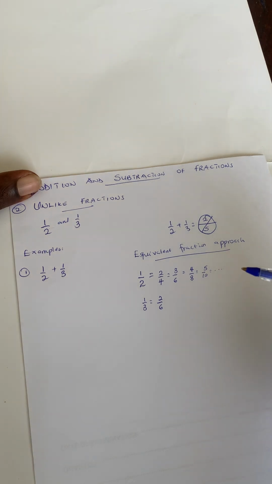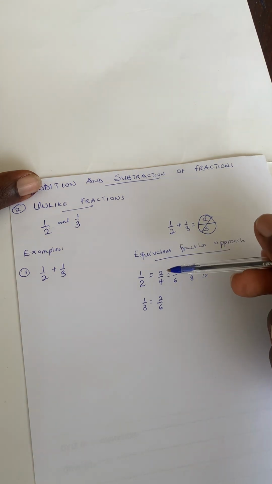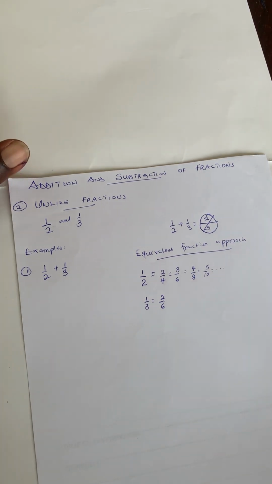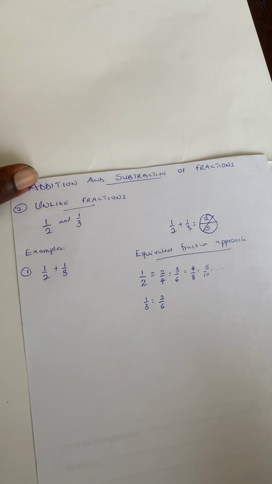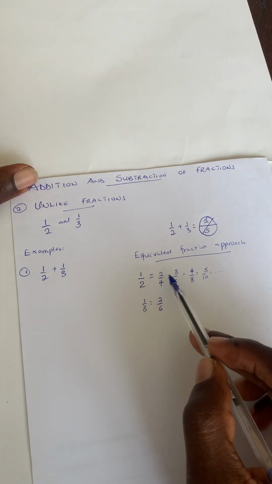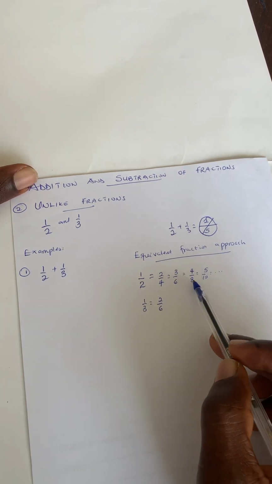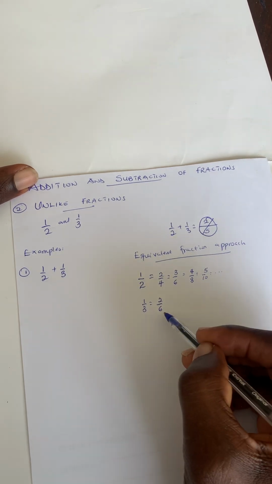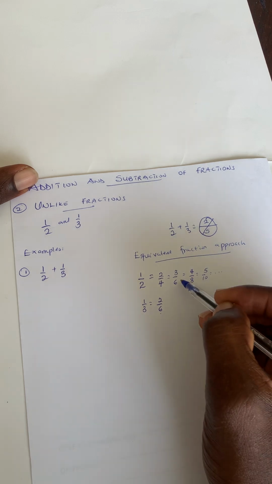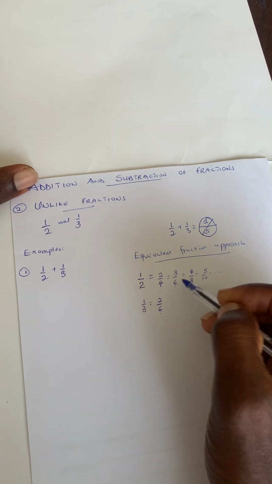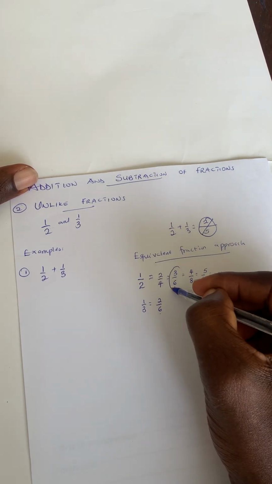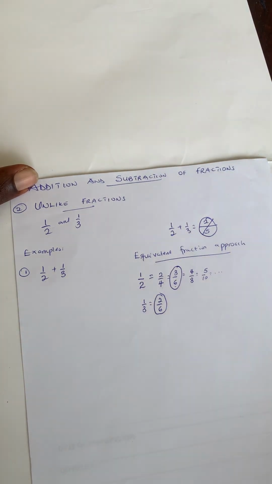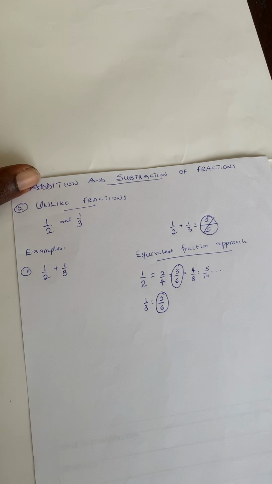Then we want to choose the fractions that have the same denominator. So with 1 over 2 and 1 over 3, we've seen that 1 over 2 has given us 2 over 4, 3 over 6, 4 over 8, 5 over 10, and so on. 1 over 3 has given us 2 over 6. You can see that this one has a denominator of 6, and this one also has a denominator of 6. You're going to use 3 over 6 for 1 over 2, and 2 over 6 for 1 over 3. Please hope you understand it.